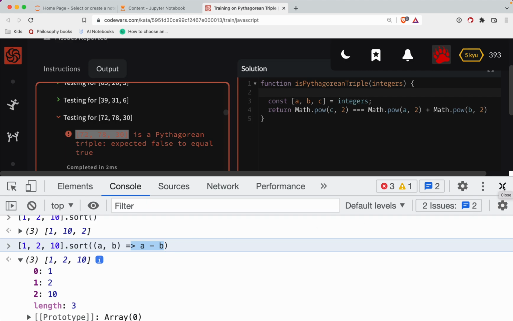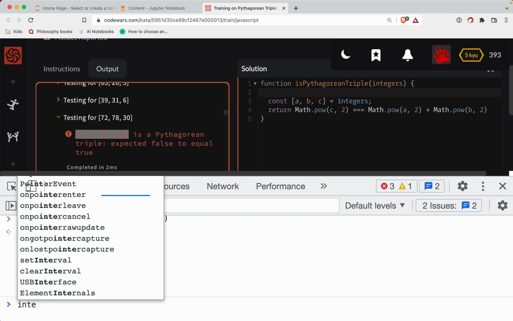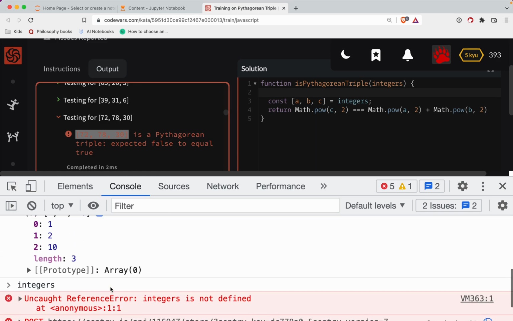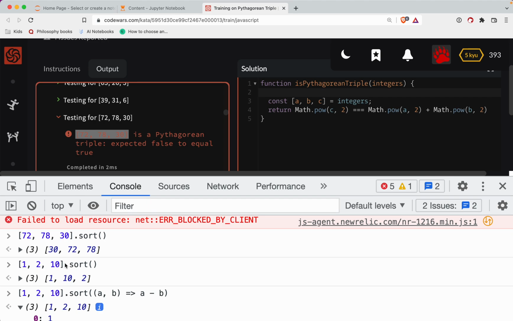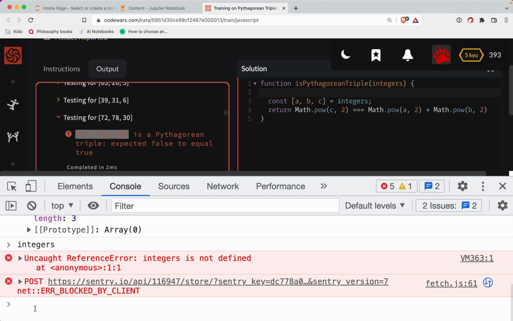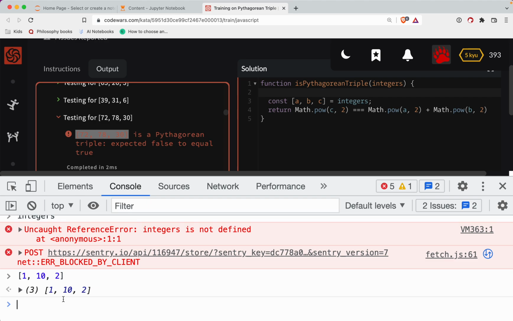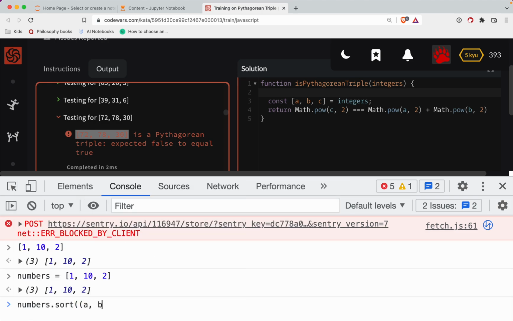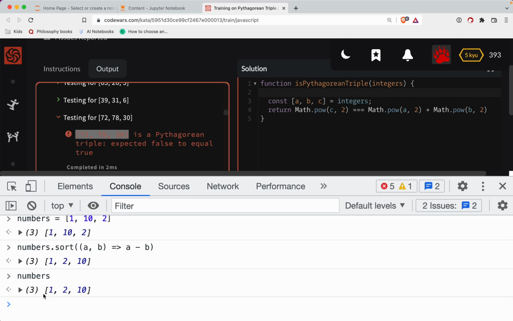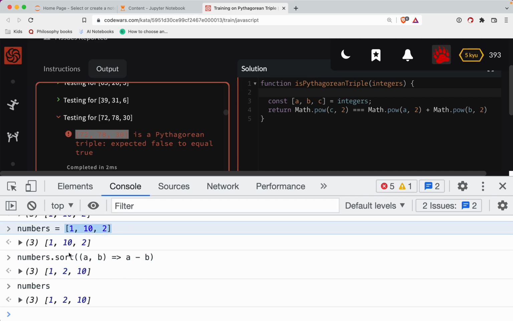So with that, let's look at integers. I can't remember if the sort was in place. Let's say I have these numbers: 10, 2, 1. Numbers is equal to this. I'm trying to see if the sort was in place. So if I do numbers.sort with my function (a, b) => a - b, and if I look at numbers again, okay, so it's a permanent sort. It'll do it in place. So it was 1, 10, 2. Now it's 1, 2, 10.